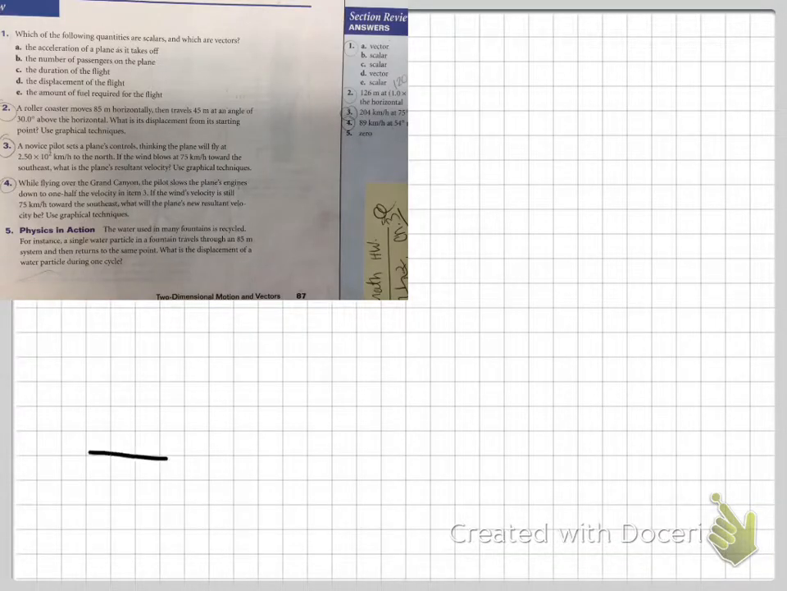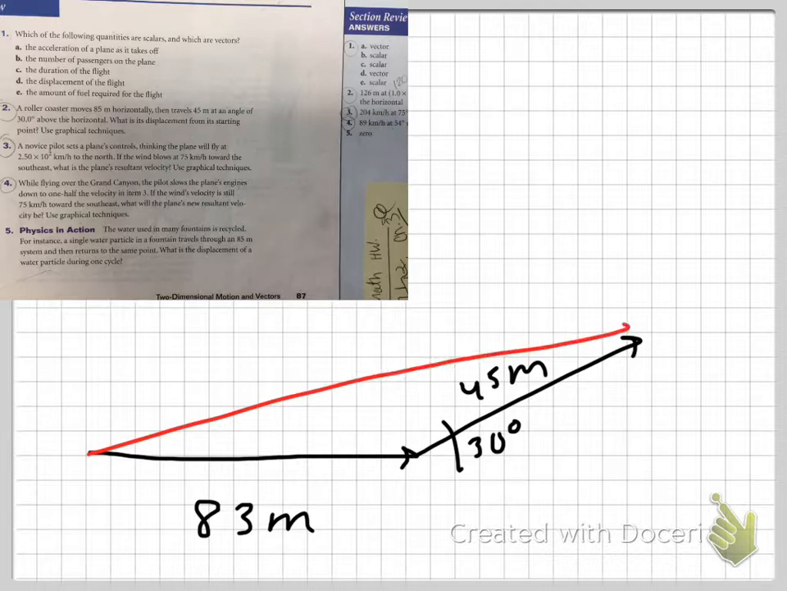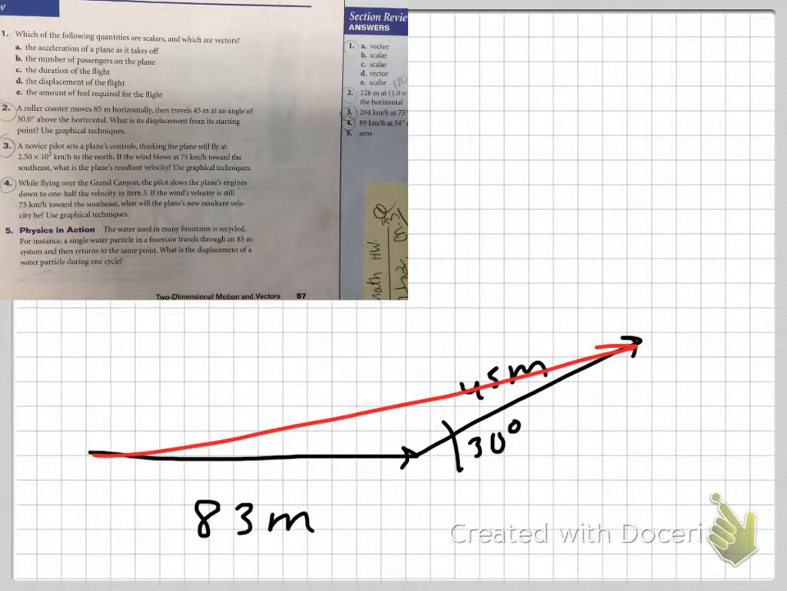Roller coaster moves 83 meters horizontally, then travels 45 meters at 30 degrees above the horizon. What's its displacement from its starting point? Now, you've already solved this using graphical techniques. Now we're going to do this using algebraic techniques.